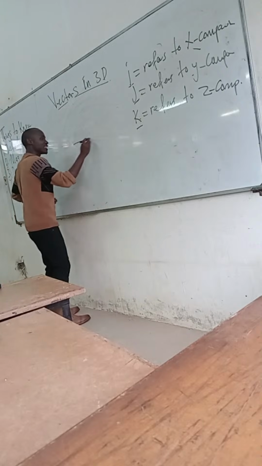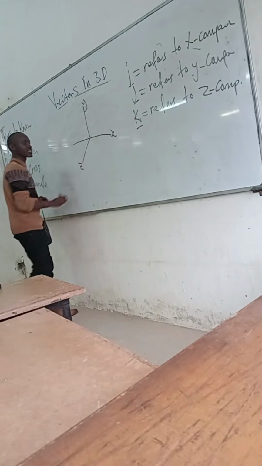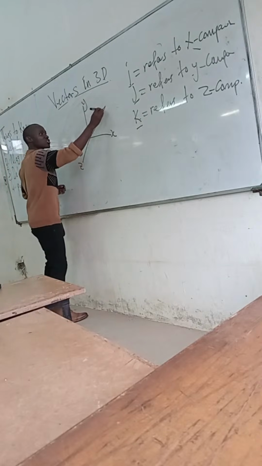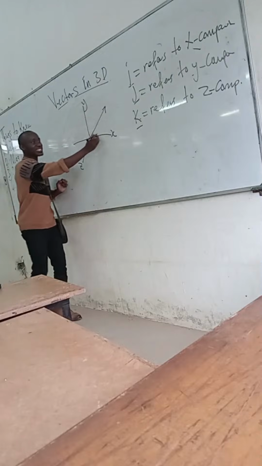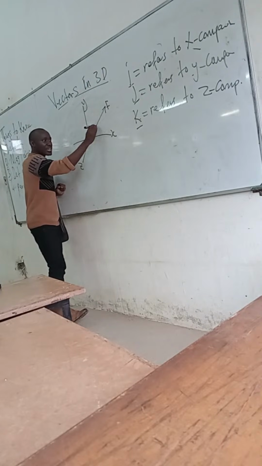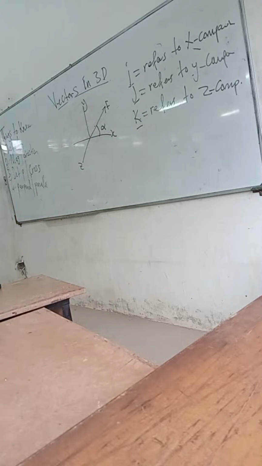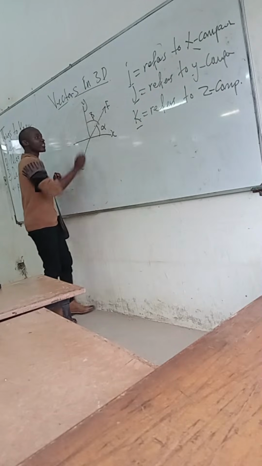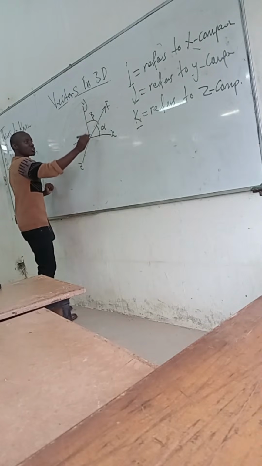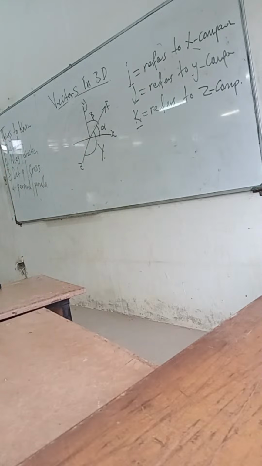Now, let me draw again, because there's one important thing that you need to understand from here. Let's say this is y, this is x, and that is the z axis. Let's have a vector that is drawn between y and x. Now, the angle between x and this magnitude F is what we call alpha, right? The angle between F and y is called what? Beta. The angle between F and z is called what? Gamma. That is what you need to measure.